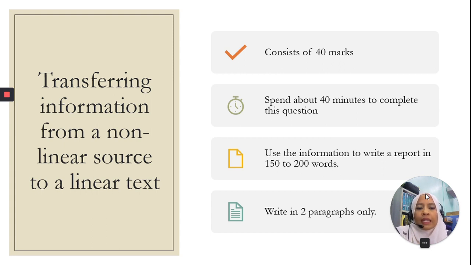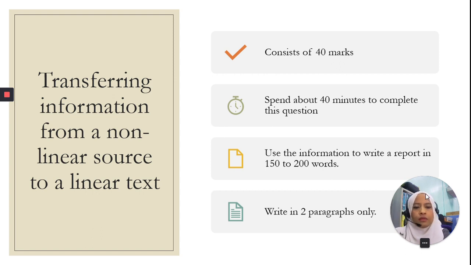From the information given, you are required to write a report in 150 to 200 words. Also, if possible, try to limit the report and write in only 2 paragraphs. So the 200 words limit should be within 2 paragraphs. I will talk to you about what you will see in these 2 paragraphs later.